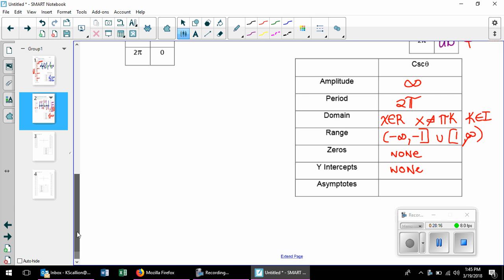Asymptotes. So our asymptotes would be that exclusion statement here. Pi k, where k is an element of the integers. You could put 0 plus pi k, and that's perfectly fine.